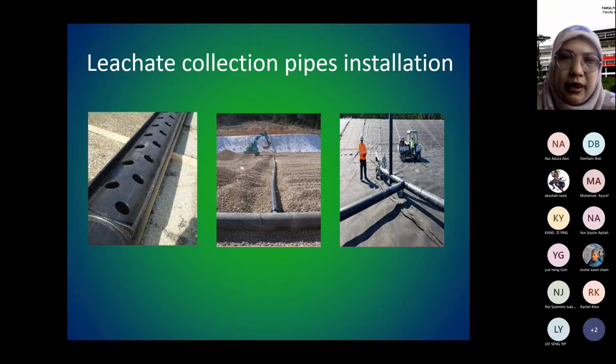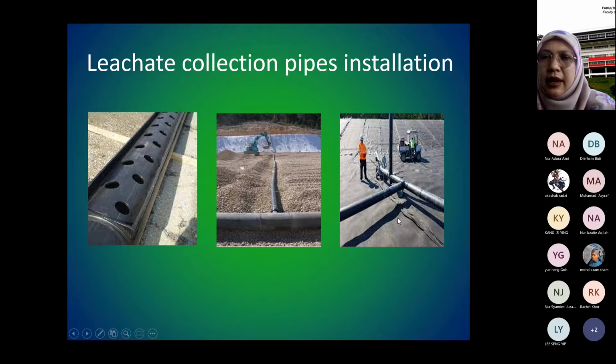And this other one looks like the perforated pipes where there are some holes in order to let the leachate be collected, and this is the picture where it is being laid at the bottom of the cell, and there also could be a vertical piping system to collect the leachate. Can you imagine, when the waste is placed on top of the cell, the waste will increase in its height, and therefore some collection piping system will need to be provided vertically.